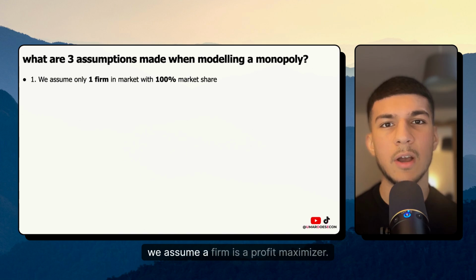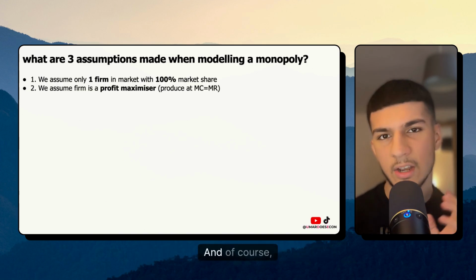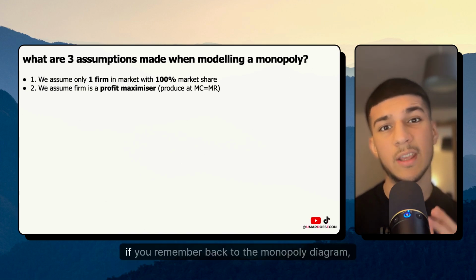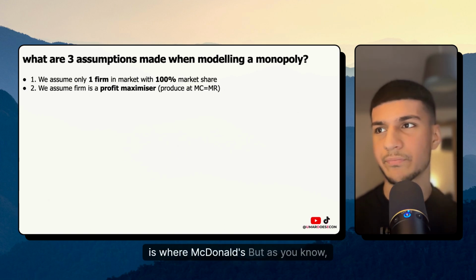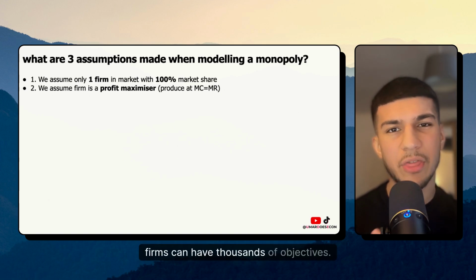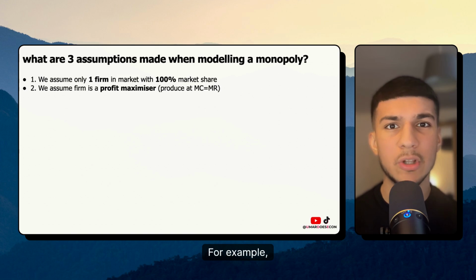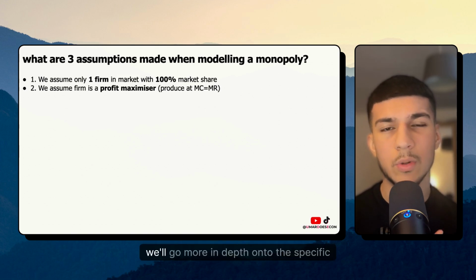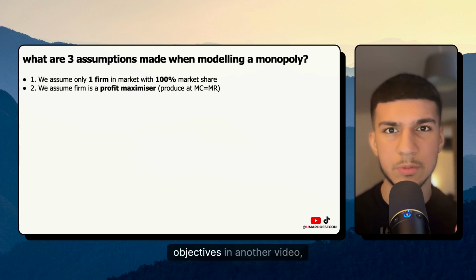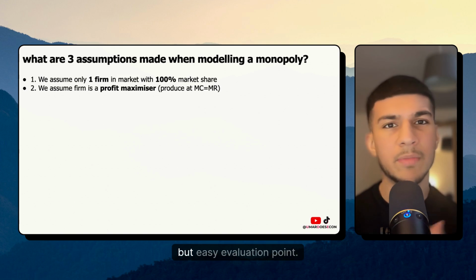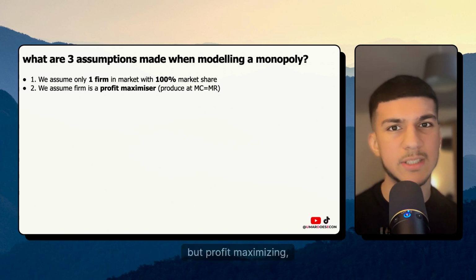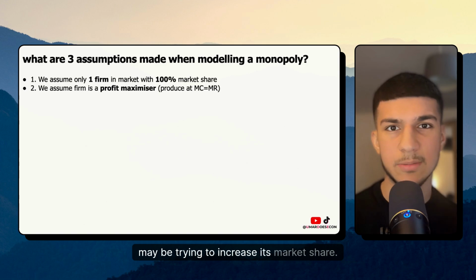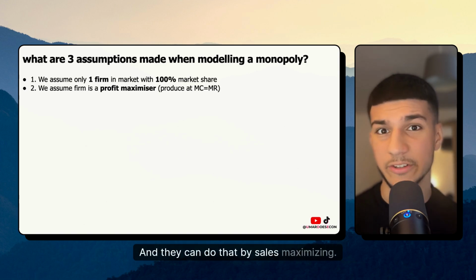Secondly, we assume a firm is a profit maximizer, and of course the profit maximization point, if you remember back to the monopoly diagram, is where MC equals MR. But as you know, firms can have thousands of objectives. For example, profit satisficing. Now, we'll go more in depth onto the specific objectives in another video, but easy evaluation point, a firm may be pursuing other objectives but profit maximizing. For example, maybe trying to increase its market share, and they can do that by sales maximizing.